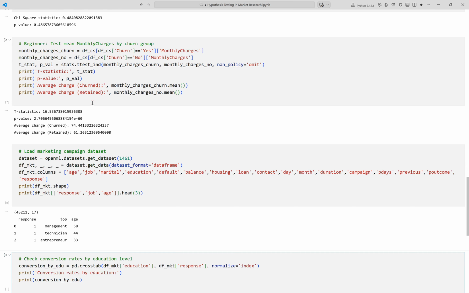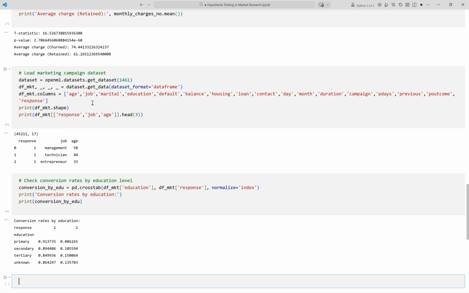Running the cell now. This output shows the proportion of customers who responded 1 or 2 across different education levels, highlighting conversion rates normalized within each group. Notice how the highest conversion, response equals 1, rate occurs with primary education and decreases with higher education levels. This helps us understand group differences and reminds us why checking sample sizes by category is crucial before making market research conclusions. Try this with job title or group age values into buckets for more insights.